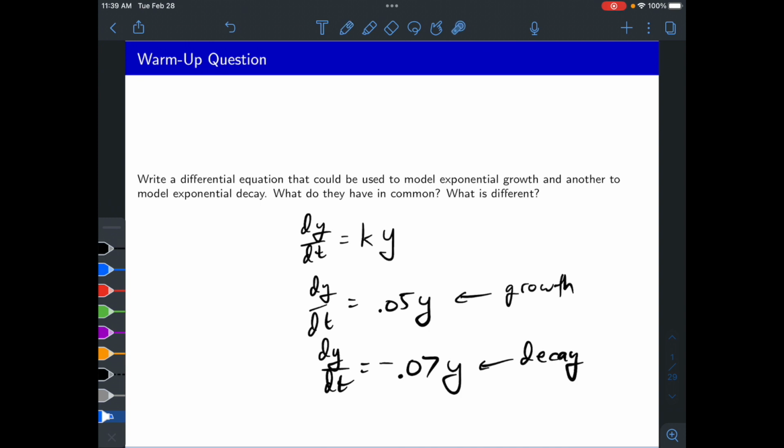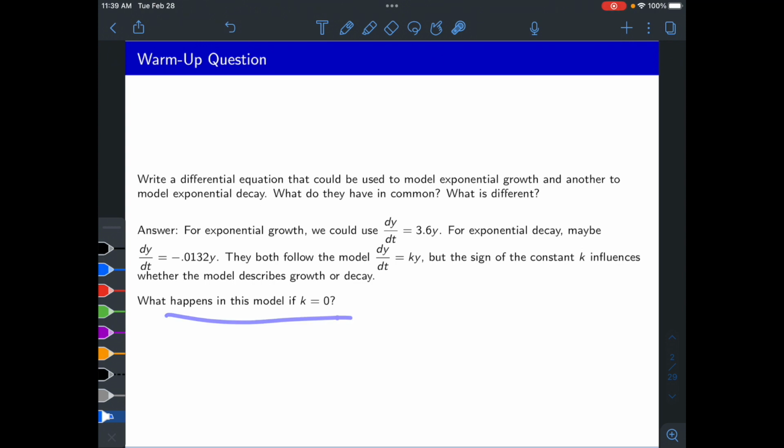And so what do they have in common? They're both of this same form, dy/dt is equal to k times y, where k is just some constant. But the difference is in the sign of that growth rate k. If it's growth, it's going to be positive. If it's decay, it's going to be negative.